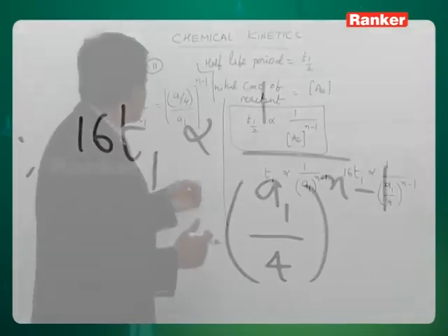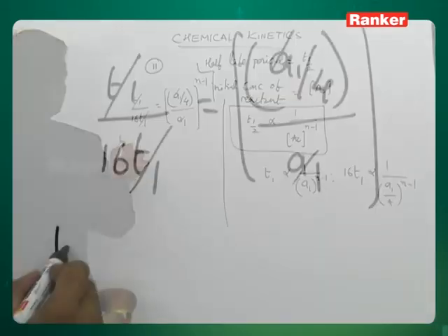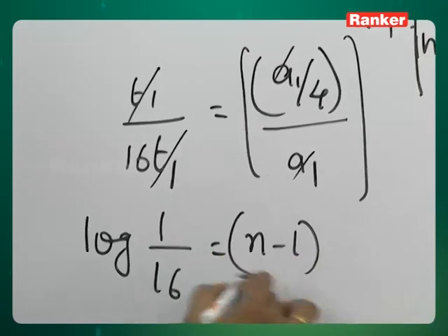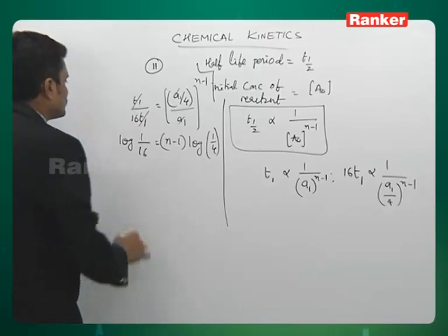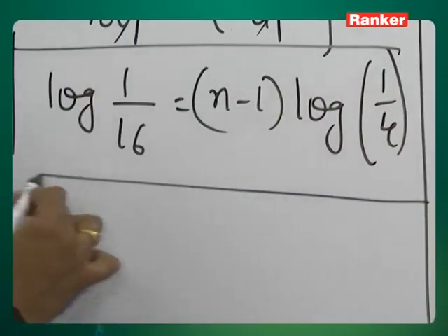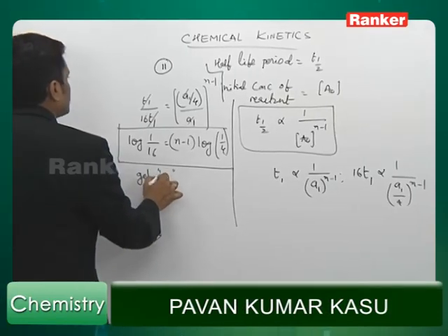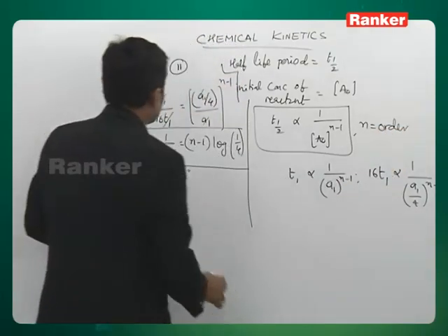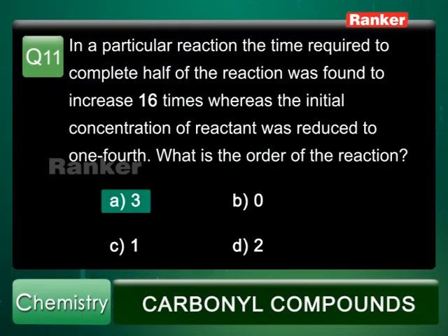Now, when I am taking this ratio, I will be applying the logarithm. Here T1 and A1 get cancelled. When I apply log here, log of 1 by 16 is equal to n minus 1 times log of 1 by 4. So, what I mean to say is that this equation upon simplification will fetch you the value of n, which is nothing but the order of the particular reaction. So, the answer for this question is option A, as you get n equal to 3.